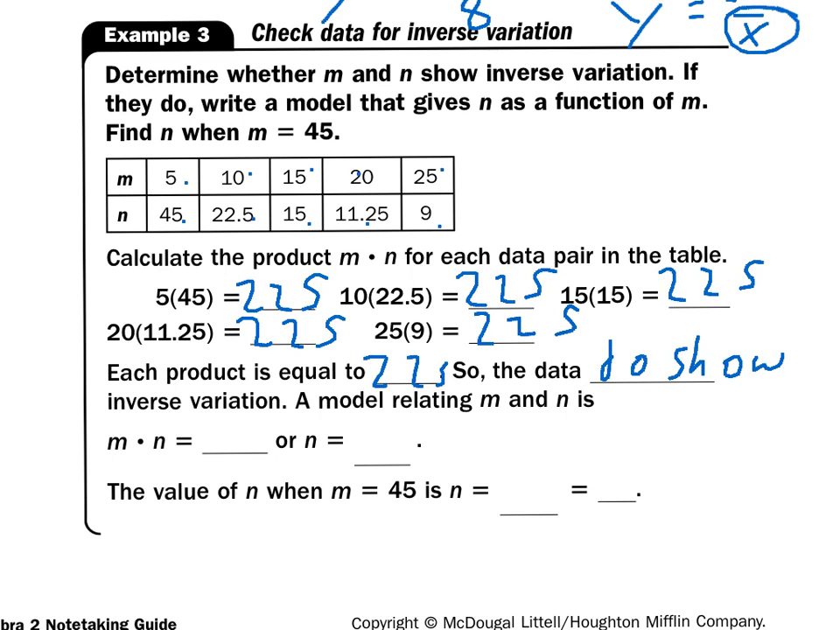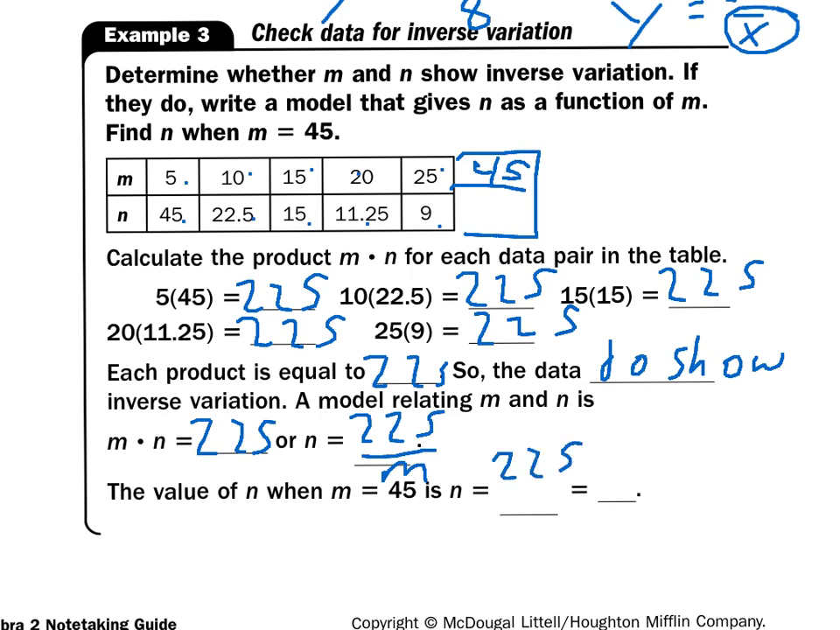Inverse variation. A model relating m and n is m times n equals 225, or n equals 225 divided by m, which is an inverse variation. The value of n when m is 45, you see up here I don't have 45, right? I don't have that additional piece. So n equals 225 divided by 45, and that's going to be 5.